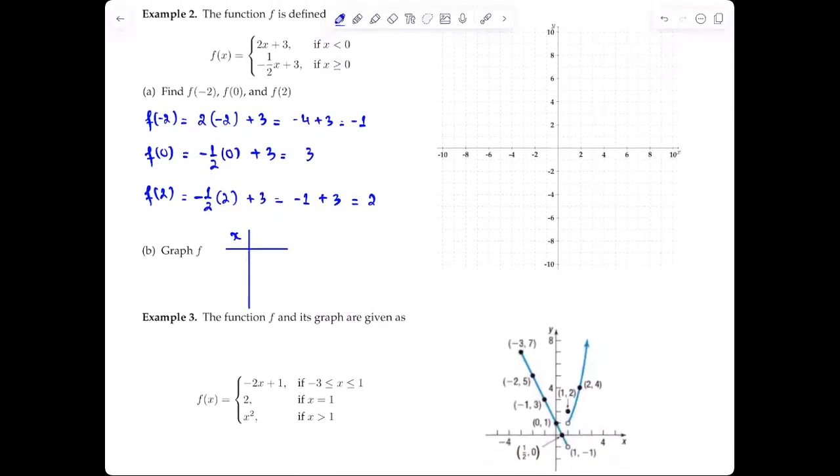So here is x, here is 2x plus 3. Remember, x in this case has to be less than 0. So I'm going to use x equal to -1, x equal to -2 for my input. So when x is equal to -1, you have +1. When x is equal to -2, you have -1. So you get 2 points, therefore you can draw this line. x equal to -1, +1 here. x equal to -2, -1 here.